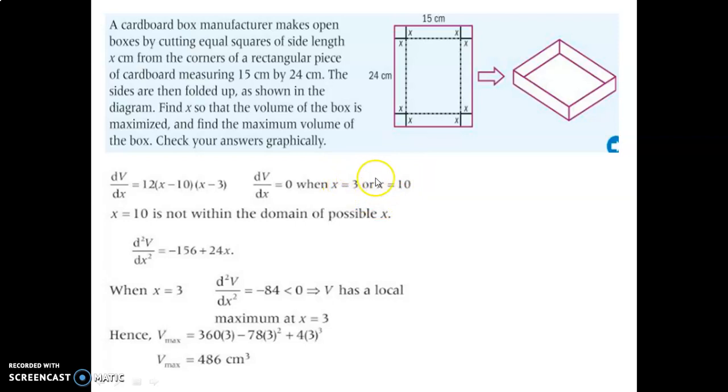So now you don't know which one, 10 or 3, is the one that's going to actually maximize. One will be max, one will be min. But 10 is not within the domain. What that means is we cannot have an x value of 10 here. If you made that 10, then it would be 15 minus 10, which doesn't work. So right away we can eliminate 10 and say 3 is our only possibility.